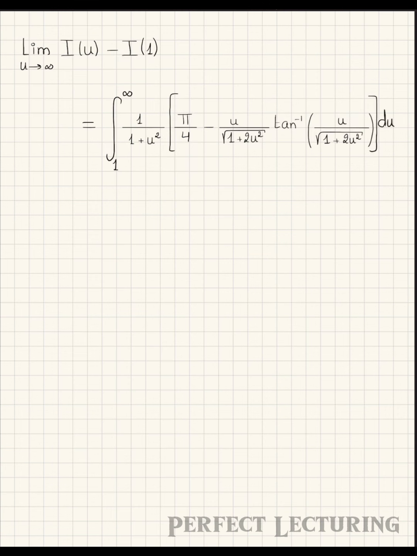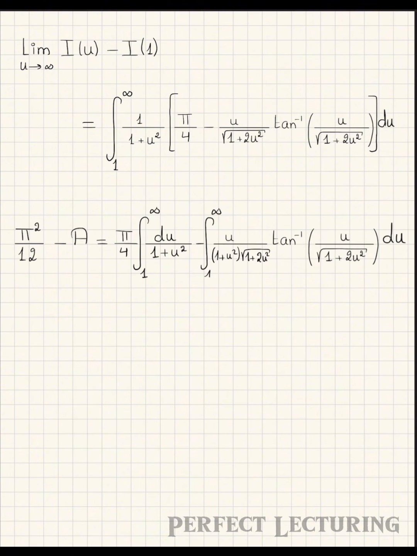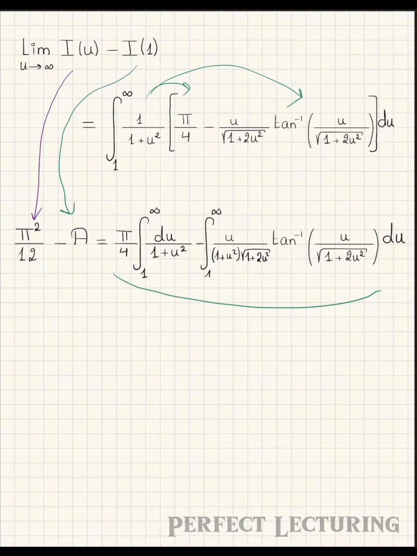Let us now come back to where we stopped. So we stopped at I of infinity minus I of 1 is this. And we also said that I of 1 is our integral A. We just got I of infinity. I will also distribute 1 over 1 plus u squared over these two integrals. So this becomes pi squared over 12. This is our A. And again, here we distribute it as I said. And we end up with this. So what is left here is to calculate this integral minus this integral. The first integral is really easy.